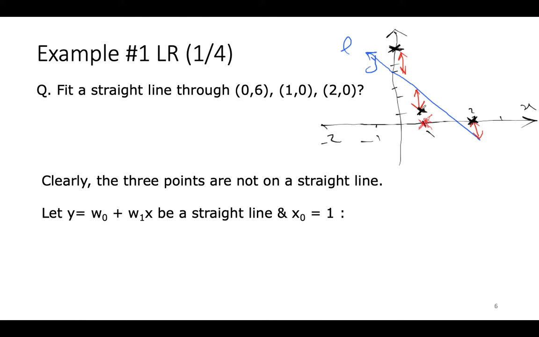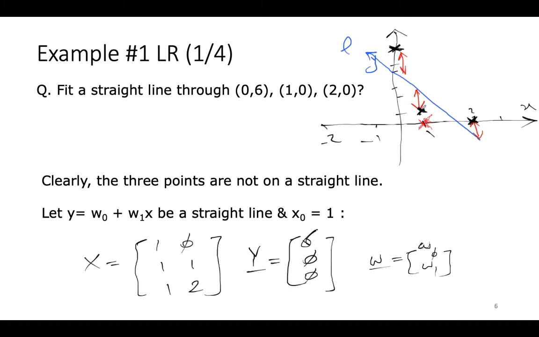So if we want to find a line that passes through these three, first, we need to write down the matrices, right? The first one is your matrix of x. As you know, all the x0s are 1. That's why you have all these ones here. And this is representing your x1. And our x1s are here, 0, 1, and 2, right? For the respective x, you have the same rows of y's. In this case, there are 6, 0, and 0, right?